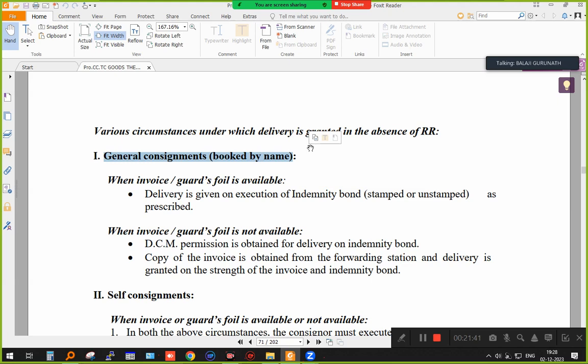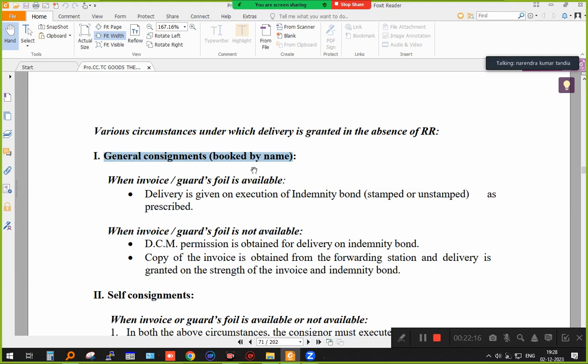General consignments, the first scenario: general consignments booked by name. What does it mean? It means Balaji Bangalore is booking to Balaji Guntakal. It may be Balaji Bangalore to Sandhya Guntakal. It may be Balaji Bangalore to Mahajan Guntakal. It can be Balaji also, both as consignor and consignee. No problem. It is not a self RR. If the name is the same, it is not a self RR. Remember that. As far as the English language is concerned, myself means Balaji, but not in railway terms.